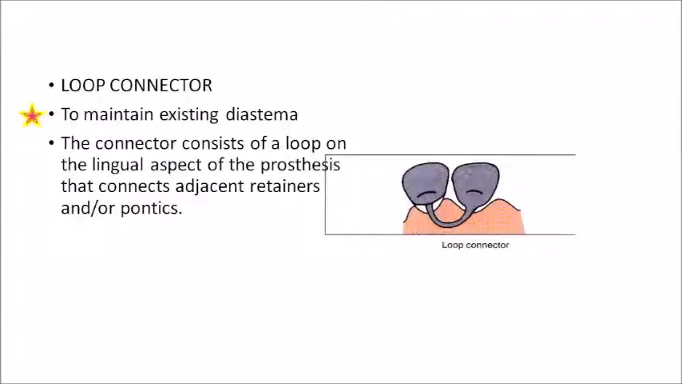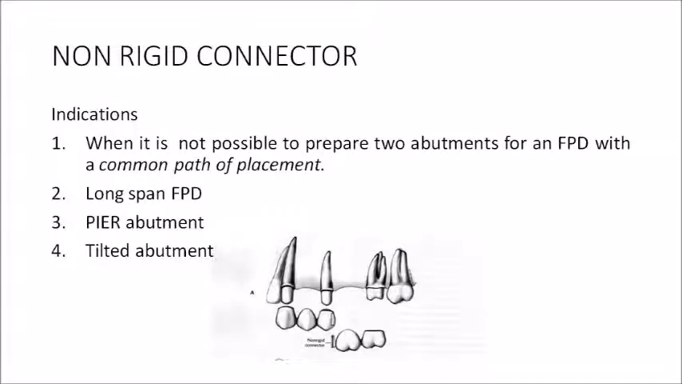The mesial loop connector is a kind of rigid connector. Here we have a loop between the retainer and the pontic. So this is done in order to preserve an existing diastema. In these situations, if we use a normal rigid connector, then the diastema will be closed. So for this, we use a loop in the lingual aspect to connect both components, and the diastema also will be preserved. Now let's see about non-rigid connectors.